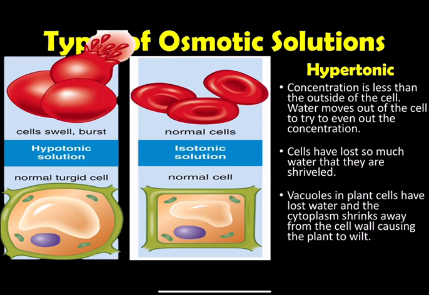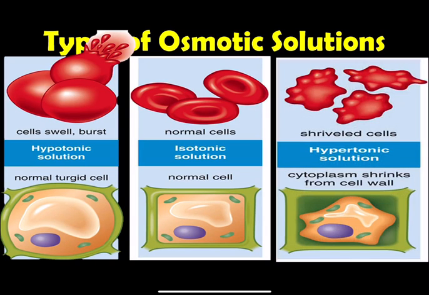It's kind of like when I forget to water the plants, like the mums sitting on my porch that are currently dying because they lack water, and they are currently in a hypertonic state. Anyway, the vacuoles in plant cells have lost water, and the cytoplasm shrinks away from the cell, causing the plant to wilt, like the flowers on my porch.